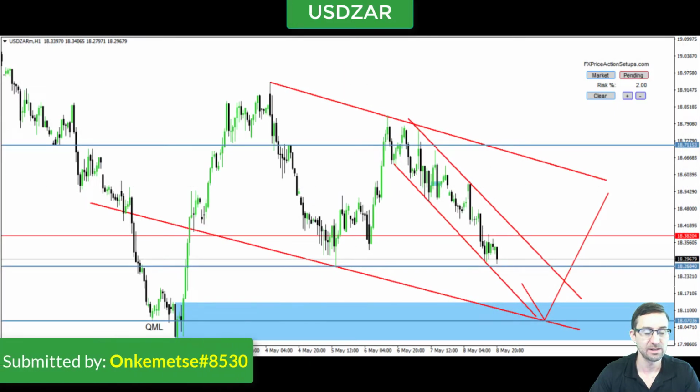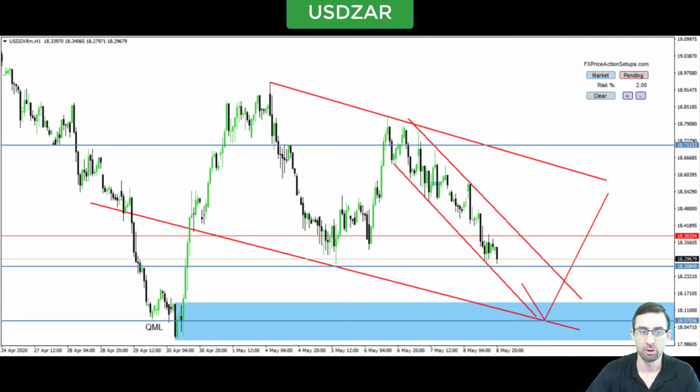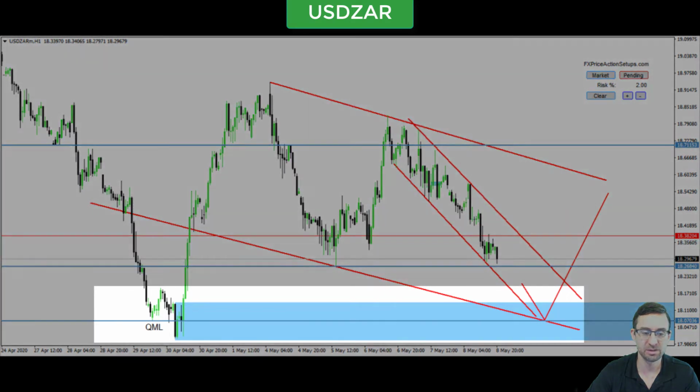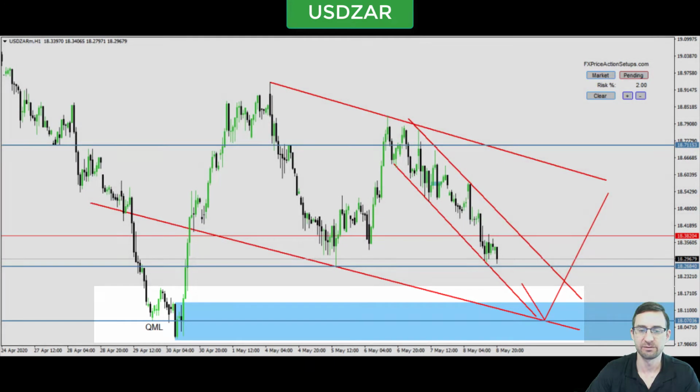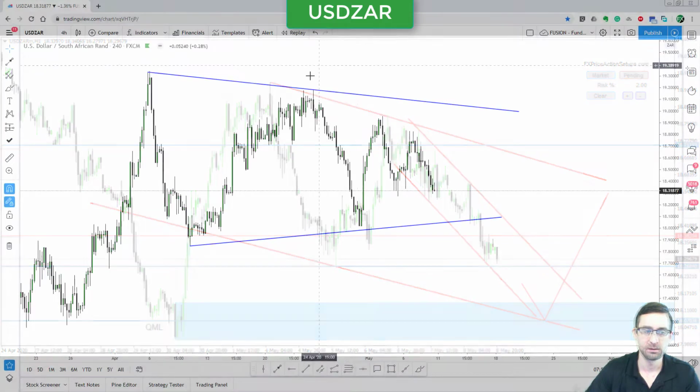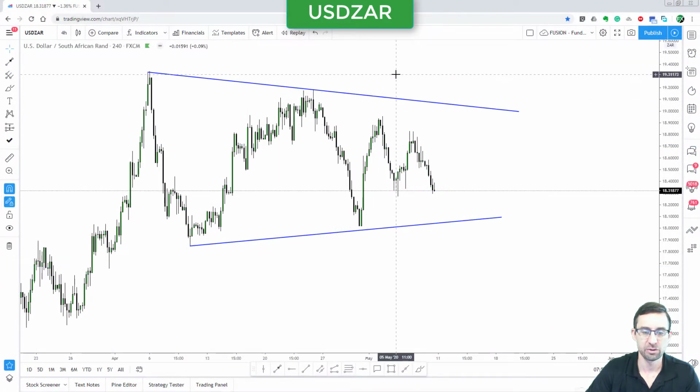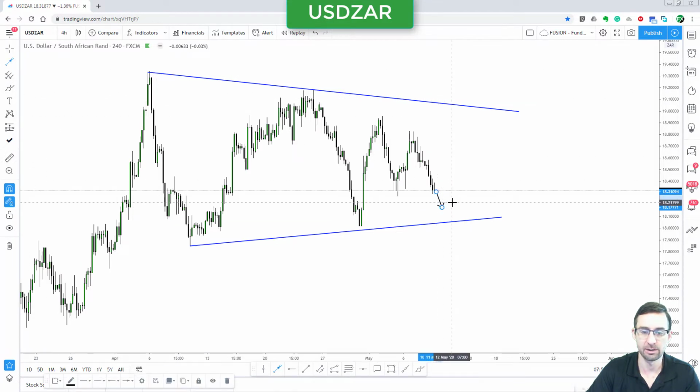Alright, so next up is a setup submitted by Onkometse on the USDZAR. Now he's looking for a long on the USDZAR once we return to this demand zone, or QML as he's marked it. And I've got a fairly similar view on the USDZAR, and I'm just quickly going to discuss that with you guys. So here I've got the USDZAR 4-hour chart in front of me, and Onkometse is looking for this market to go lower into this little support area before going higher.